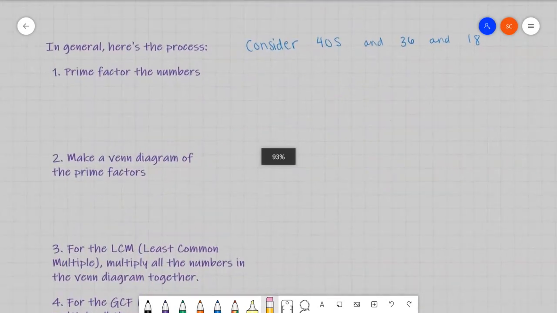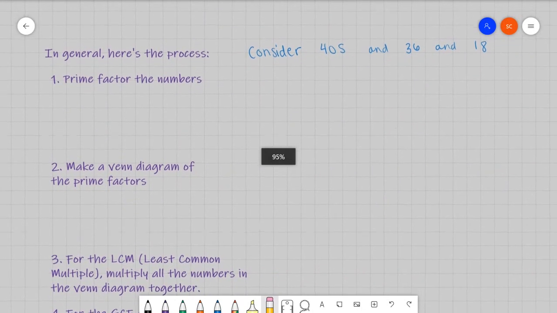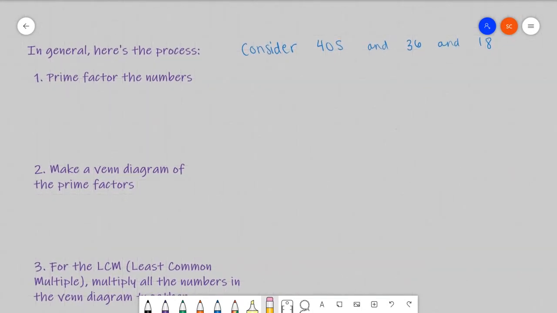Let's consider these 3 numbers, 405, 36, and 18. Here's my process. I'm going to prime factor those 3 numbers. So 405 splits, I see that that's divisible by 5, and it looks like 81. Now 81 divides into 9 and 9, and then that divides even further into 3 and 3. So once I'm to prime numbers, I'm done.